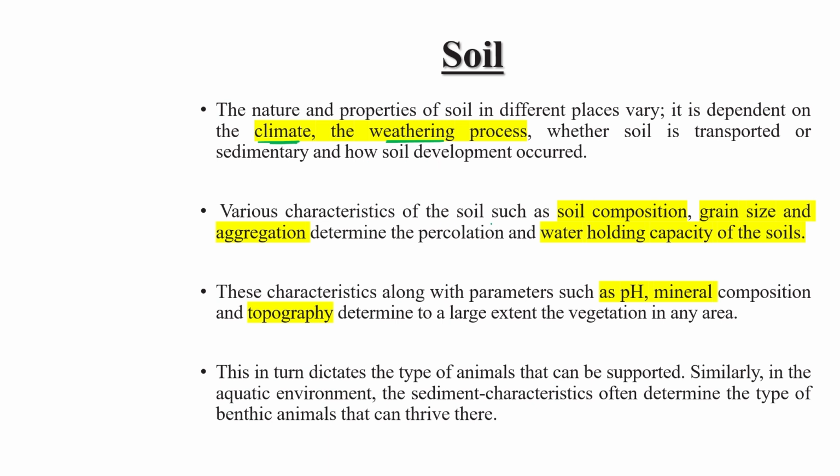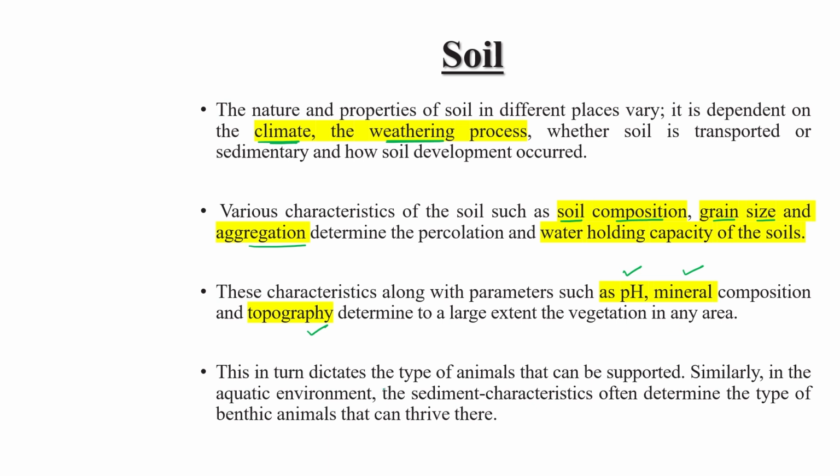Various characteristics of soil, such as soil composition, grain size or particle size, and aggregation, all determine the percolation and water holding capacity of the soil. These characteristics, along with parameters such as pH, mineral composition and topography, determine to a large extent the vegetation in any area.